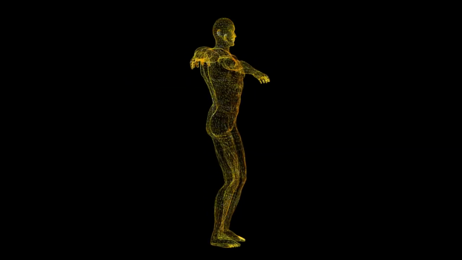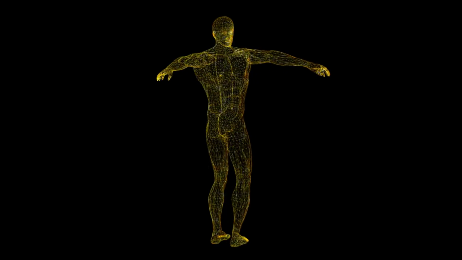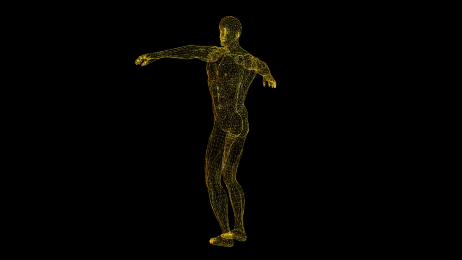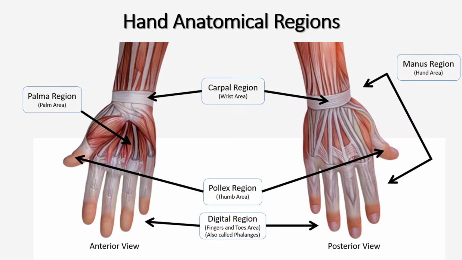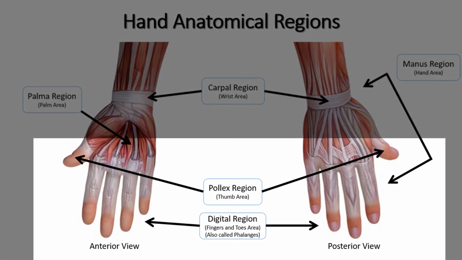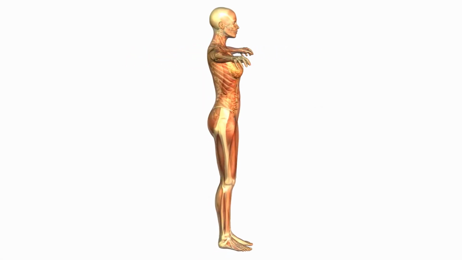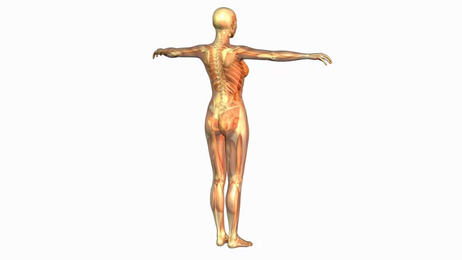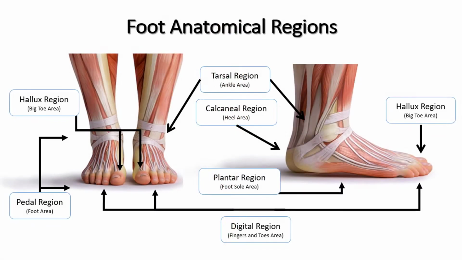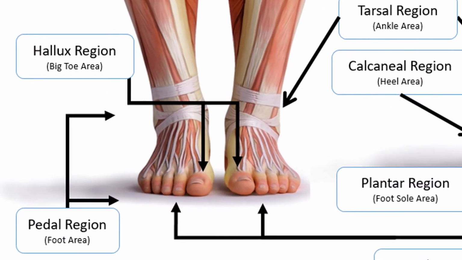Lateral describes the side or direction towards the side of the body. For example, the thumb or pollex is lateral to the digits. Medial describes the middle or direction toward the middle or center line of the body. For example, the hallux or big toe is the most medial of the toes.